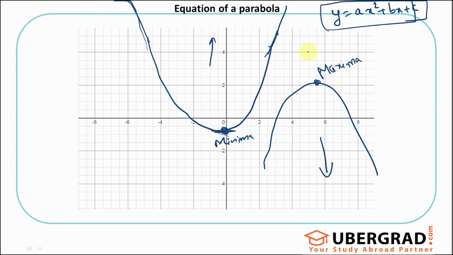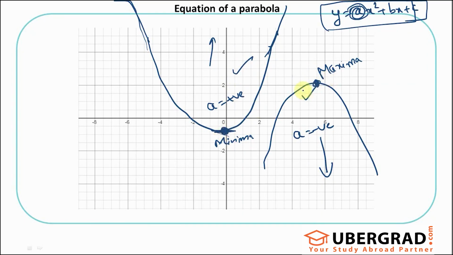How would I know which type it is? See this value a. If a is positive, this is how the curve will look. If a is negative, this is what you will see. One thing you have to realize is that when I give you a parabola equation, I can look at it and immediately say which shape it will have, and based on that, whether it will have a minimum or a maximum.